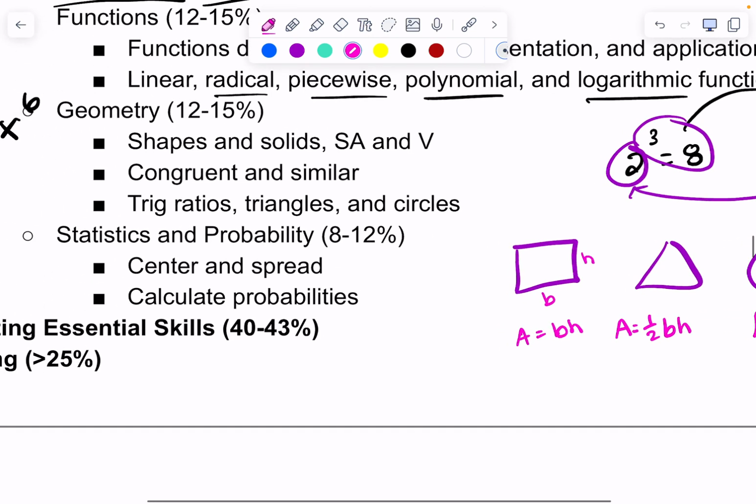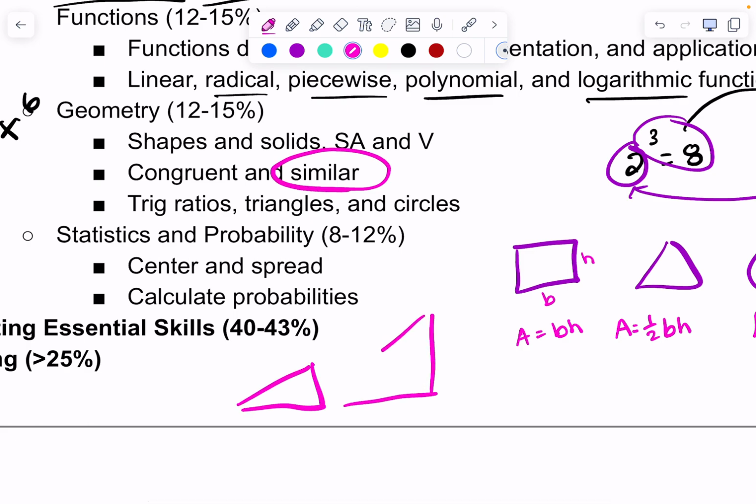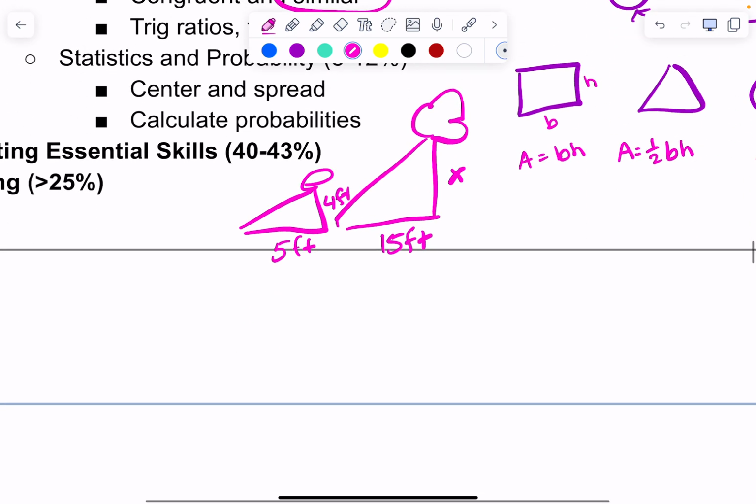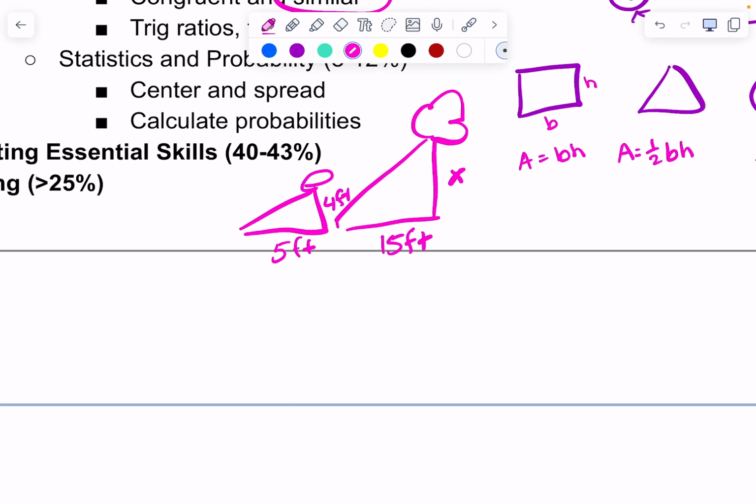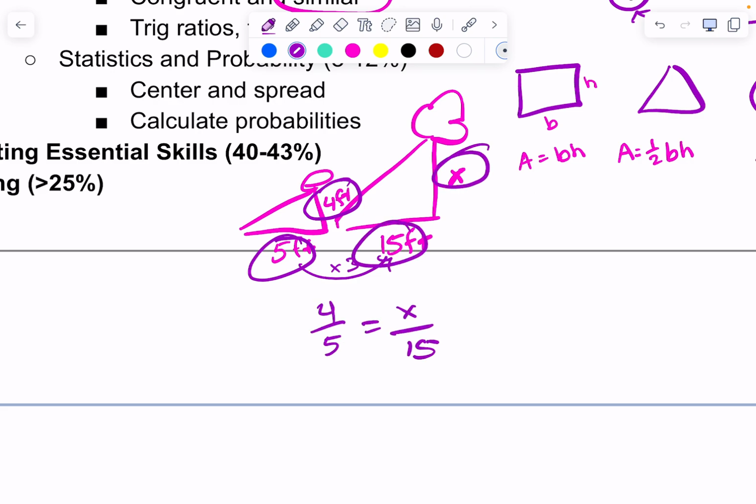Okay? Congruent and similar figures. Do you remember similar figures? Here's an example of similar figures. I have a mailbox and I have a tree. The shadow on the mailbox is 5 feet and the shadow on the tree is 15 feet. And the mailbox is 4 feet high. How tall is the tree? You can just see how that works because it's multiplied by 3, right? But if you don't see that, you can do a proportion. So like 4 over 5 equals x over 15, right? And then you can cross multiply and divide. So there's strategy for that.